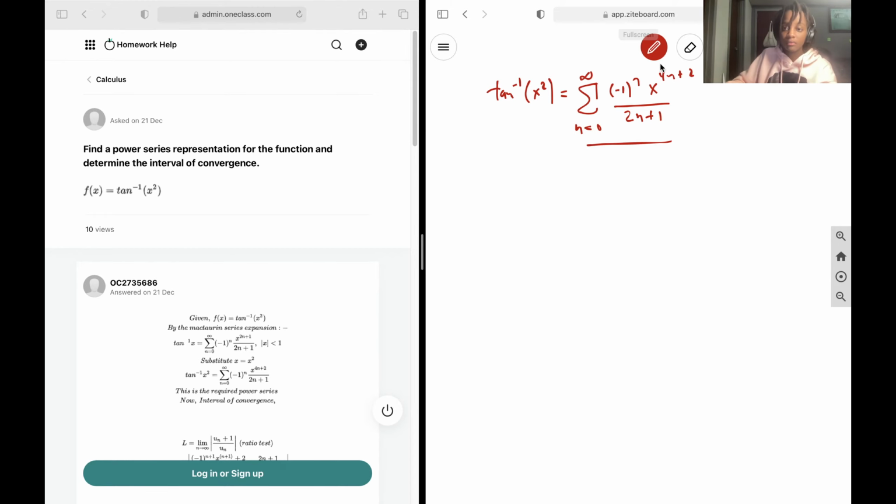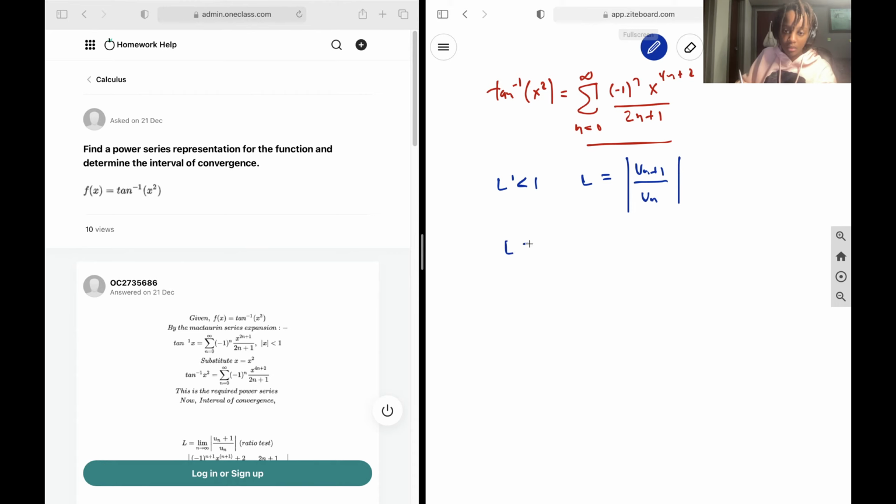Next, we will want to find the interval of convergence, and we're going to do this with the ratio test. And you just need to remember that the summation converges as long as L is less than 1. And we need to recall that L is equal to u_(n+1) over u_n, if u_n is this.